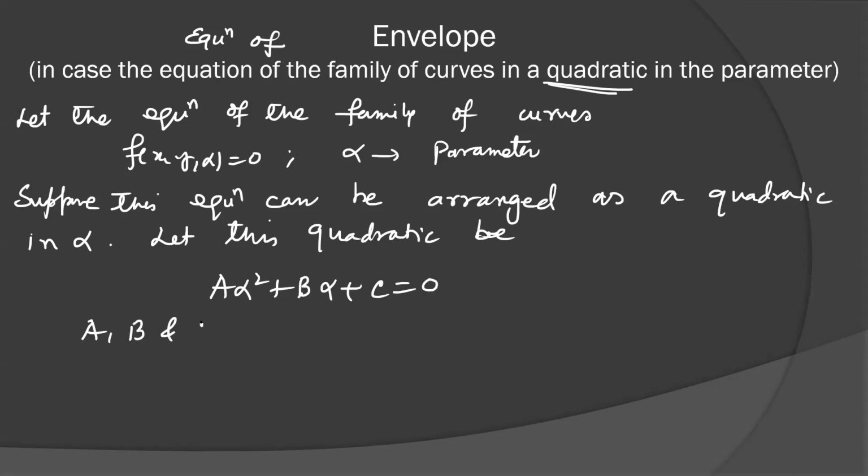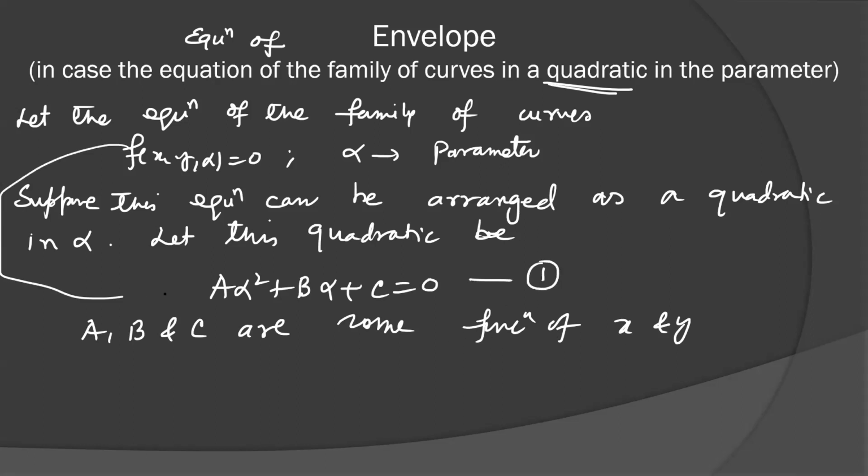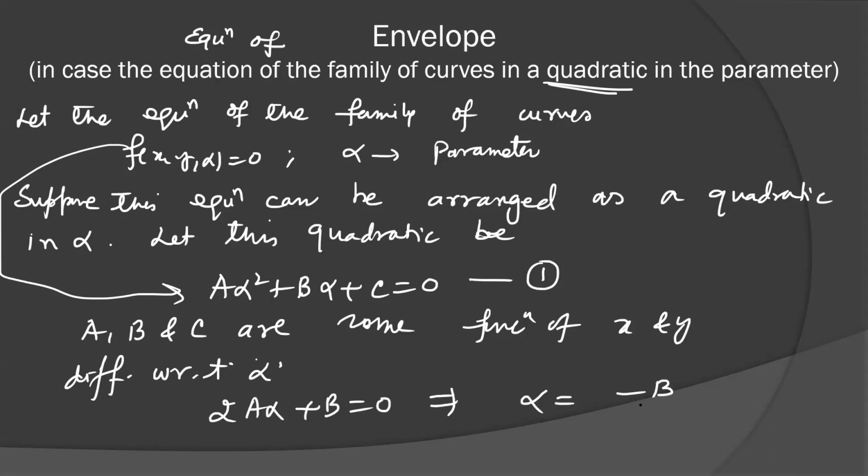A, B and C are some functions of x and y. Then this is your equation 1, because this can be arranged like this. Now differentiate with respect to alpha. Differentiating equation 1, it will be 2A alpha plus B equal to 0. So your alpha will be minus B over 2A.